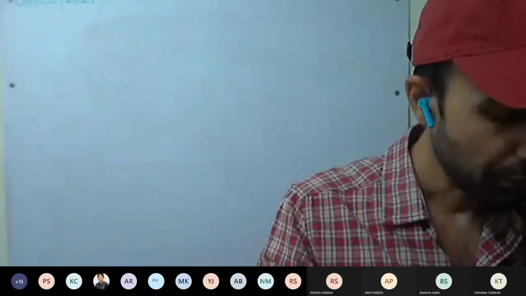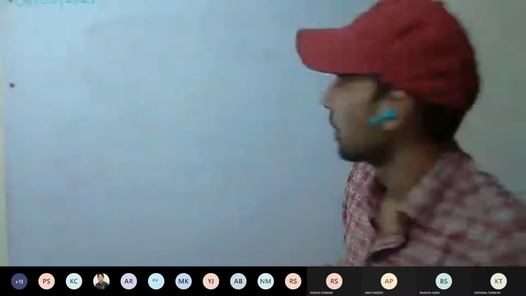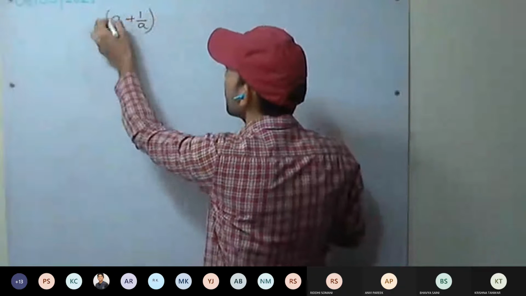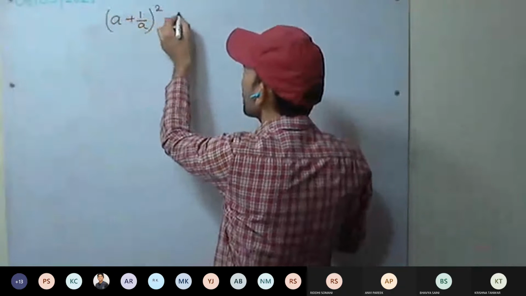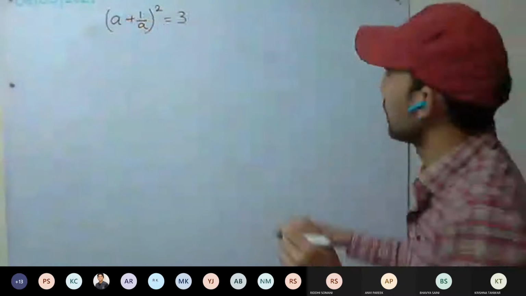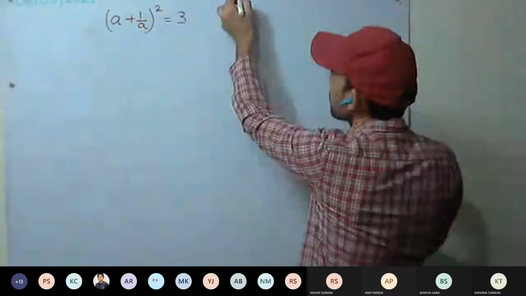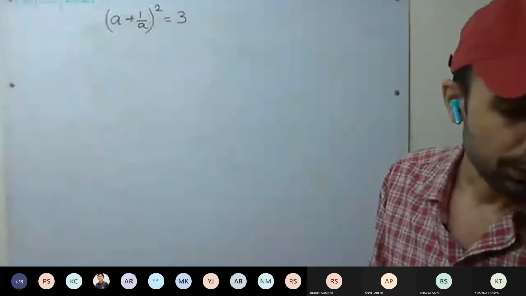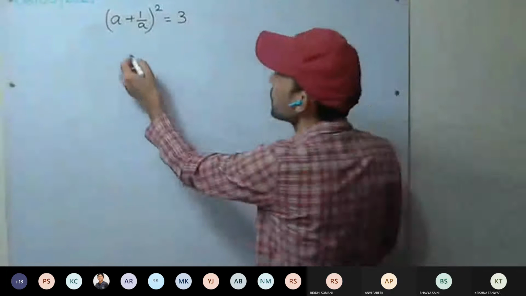If a plus 1 upon a, the whole square, equals 3, where a is not equal to 0, then show that a cube plus 1 upon a cube equals 0. The condition a not equal to 0 is given, so it will always be there, and this is what we have to show.